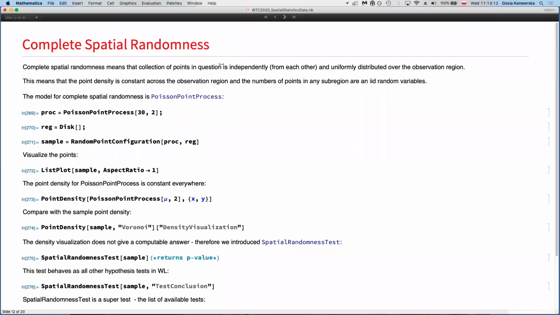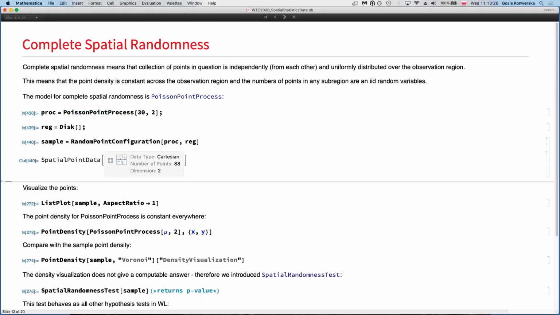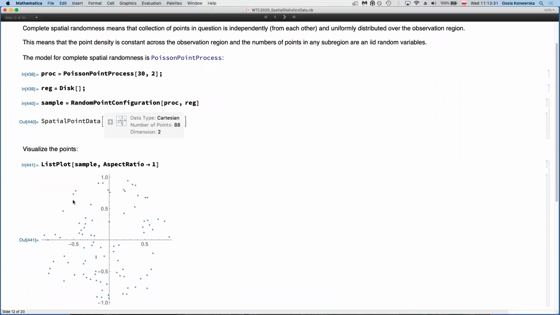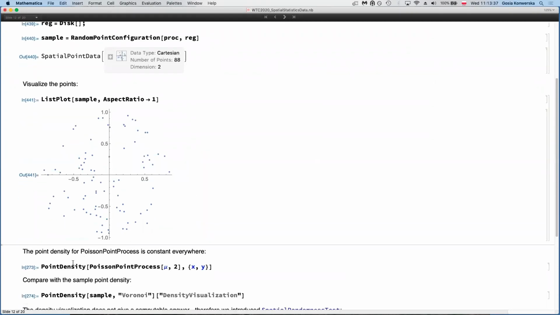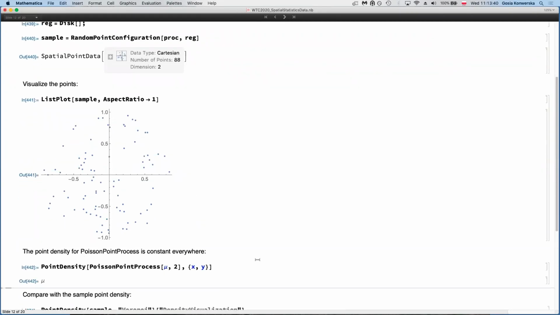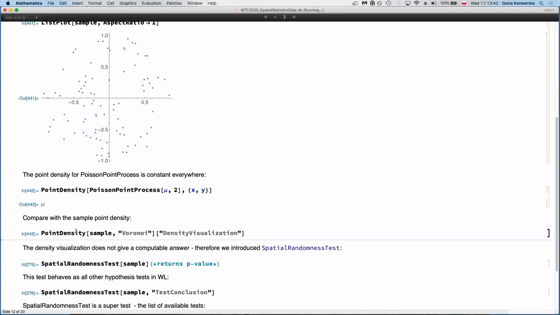And the model for this is a Poisson point process, where the first parameter here is exactly this constant point density, and the second parameter is the dimension of the space. So when you sample from this point process, you can look at the points and you kind of see, well, I don't know if this is uniform or not. And so we know that the point density should be constant, so we can visualize the point density of the sample and see if this is constant.